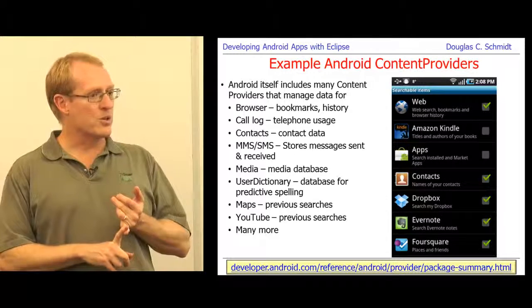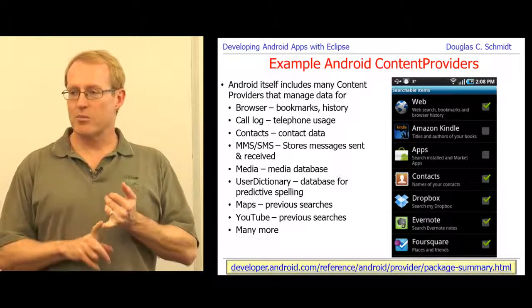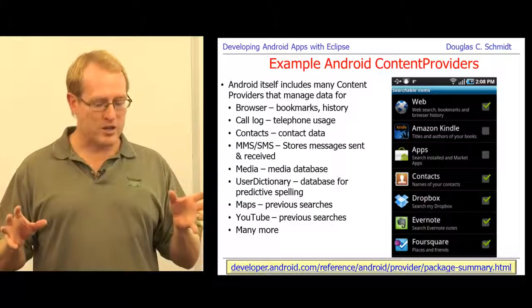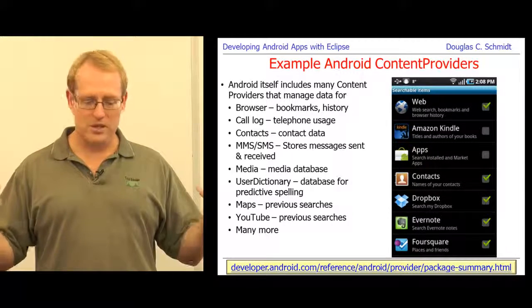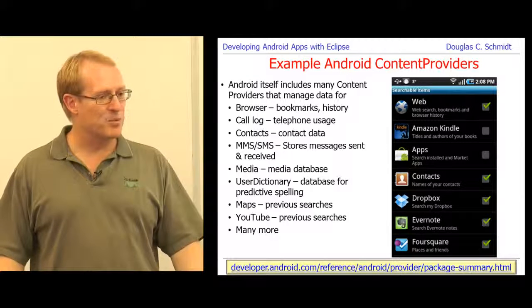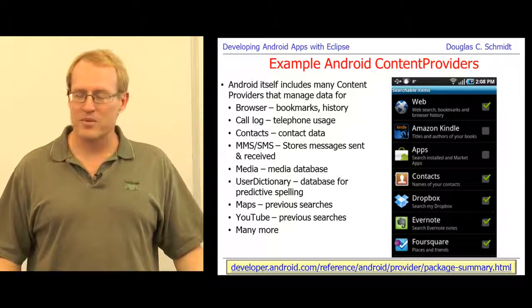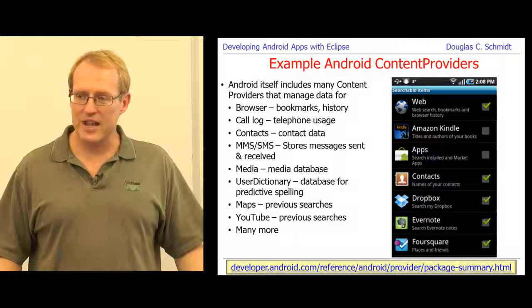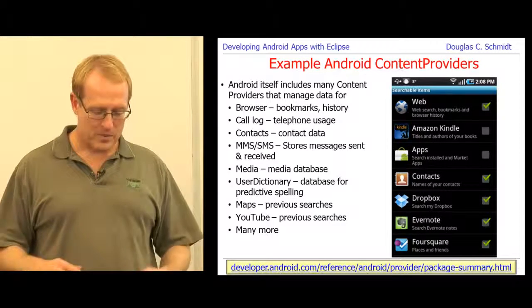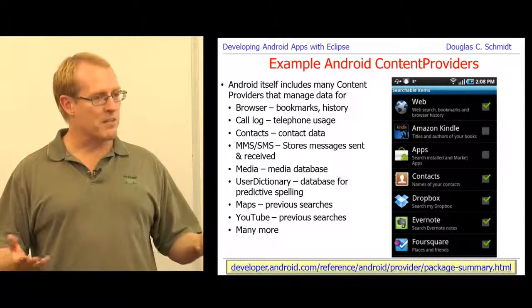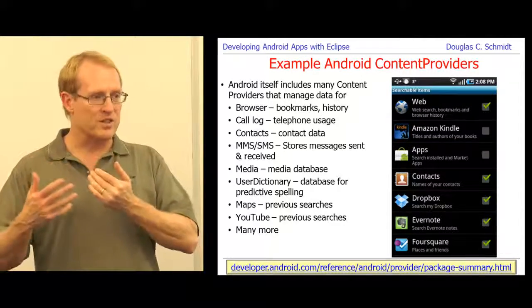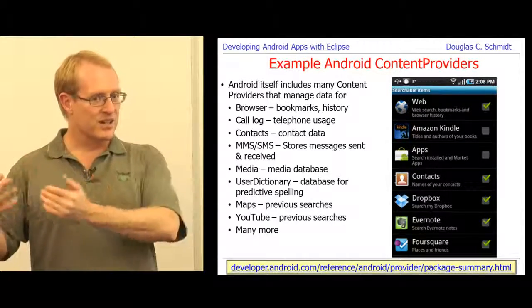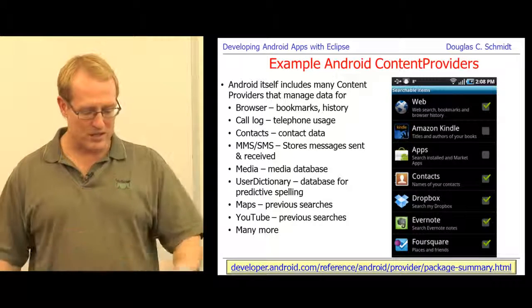The browser uses a content provider to keep track of browsing history and bookmarks. You have telephony usage for call logs, obviously persistent. Contact data in the People Finder app keeps track of your contacts. Calendar, MMS, SMS, it's used to access messages that are sent and received. It doesn't store them, but it is used to access the underlying SQLite database that stores and receives that stuff.